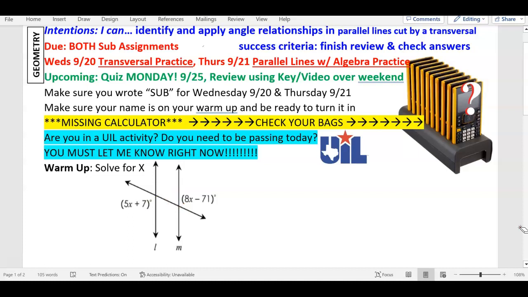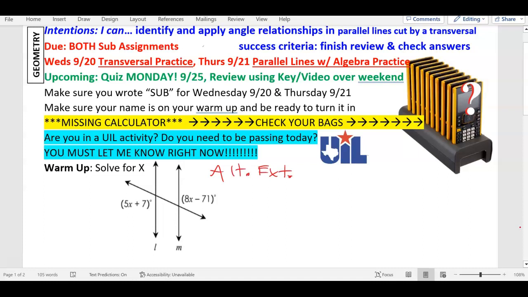Now think about this. What's the relationship? Is everyone looking? Are these alternate or same side? These are definitely not on the same side. Here's the transversal. One's above it, one's below it, right? They're alternate. And are they in or out of the parallels? Out. So they're exterior. We call these alternate exterior. Write that down.